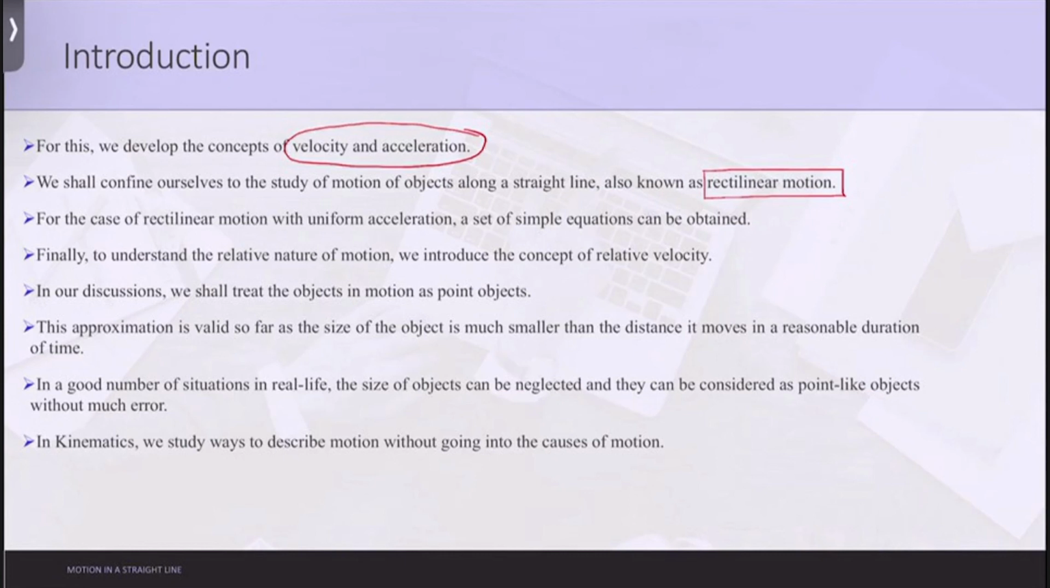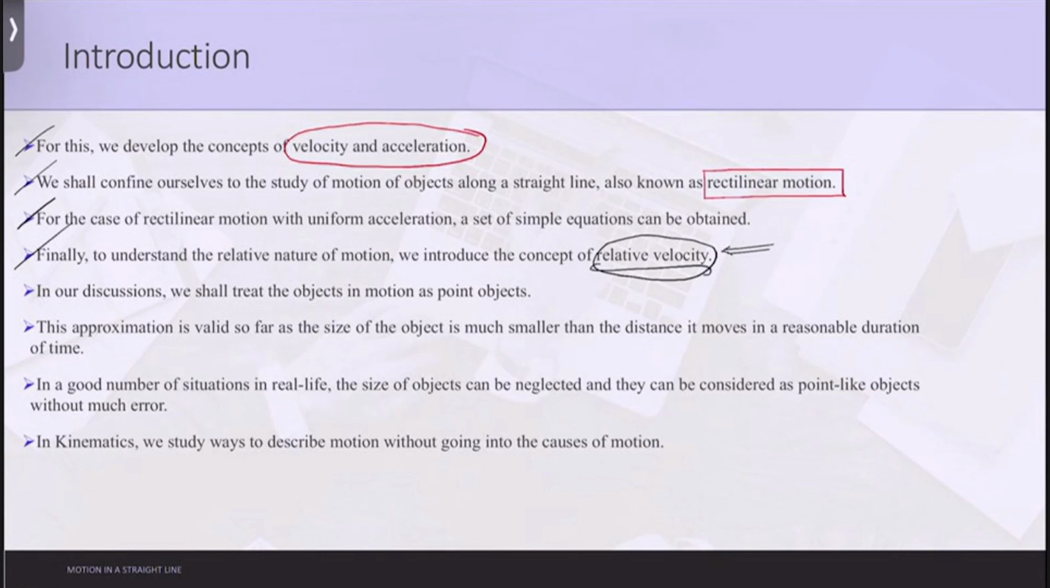Finally, to understand the relative nature of motion, we introduce the concept of relative velocity. This may be a new terminology for you. So what is basically relative velocity? Let's not go into the complexity of relative velocity right now. Let us just understand that this is one of the concepts we will try to understand in this chapter, and it will be cleared at the end of the chapter. Having everything mismatched creates confusion. Relative velocity is the last concept you will study in this chapter on motion in a straight line.